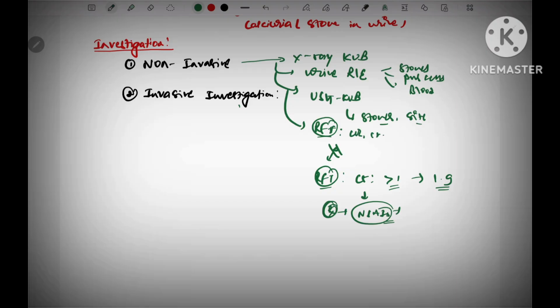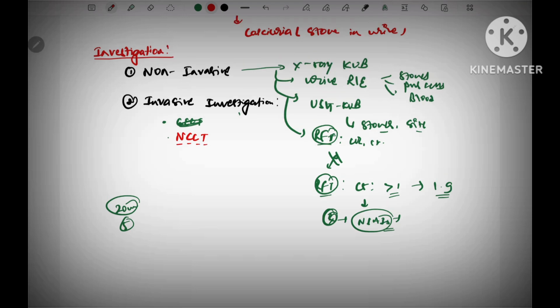Now, after sending the X-ray KUB, urine RE, USG KUB, and RFT, what other investigations can we send? So if we have concluded that in USG KUB there is a stone and the site is also mentioned, but whether the stone is 20 mm or 5 mm, then what further investigation do we have to do? So I will list that out. The first investigation we can do is NCCT. It's not CECT, it's NCCT, non-contrast CT scan.